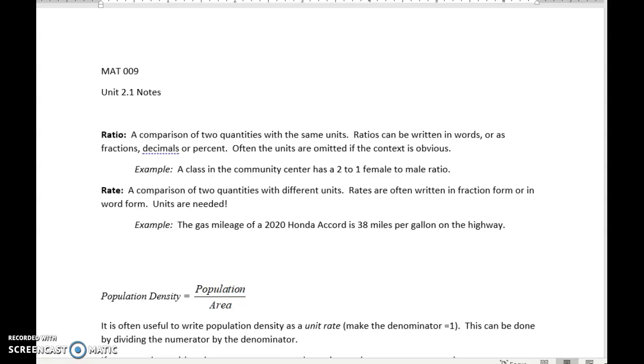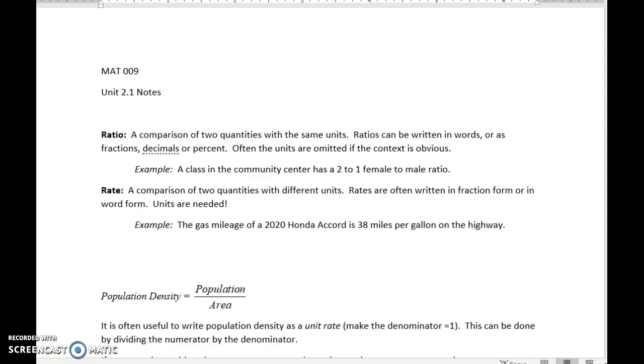A rate is a comparison of two quantities with different units. So we've started to explore those in the first couple of units in Module 2. So rates are often written in fraction form or in word form, but it's very important that the units are used. So for example, the gas mileage of a 2020 Honda Accord is 38 miles per gallon.